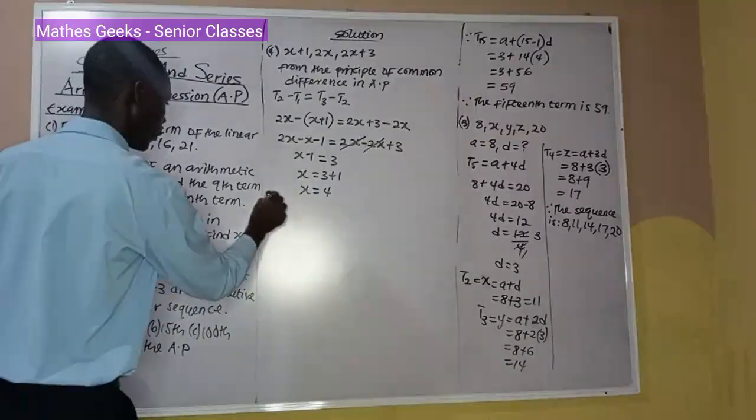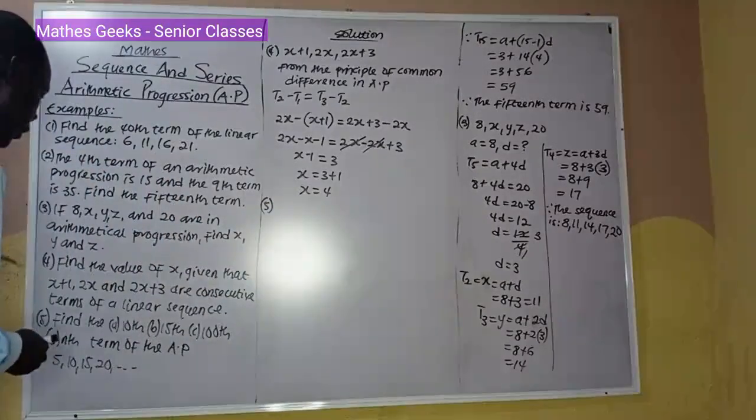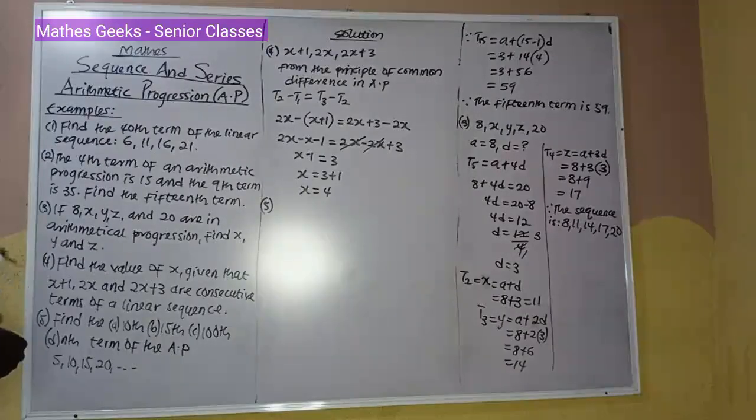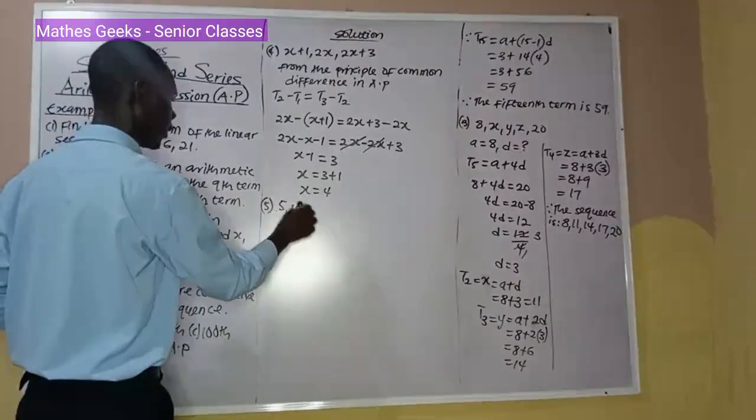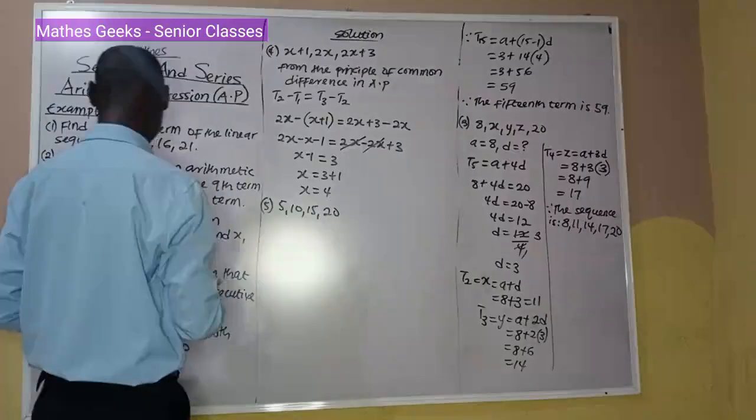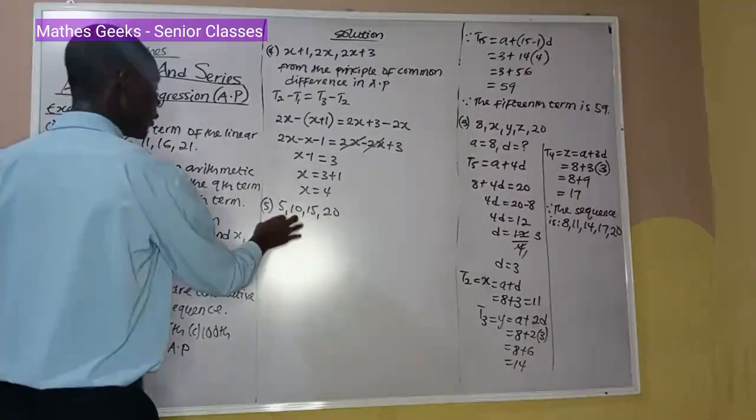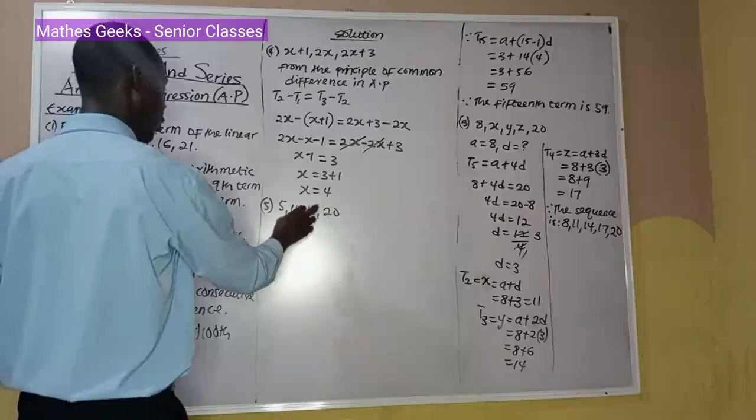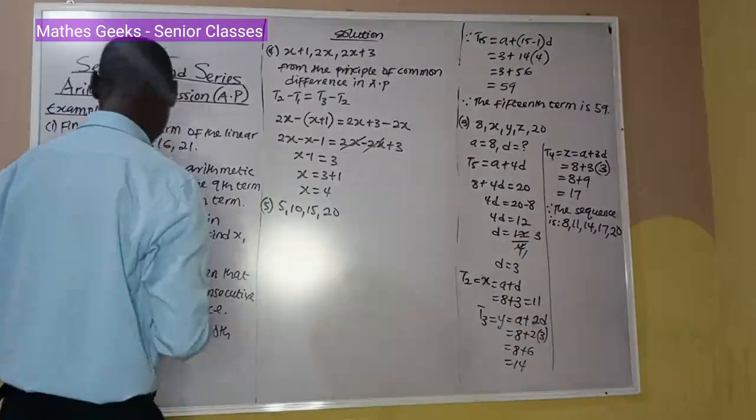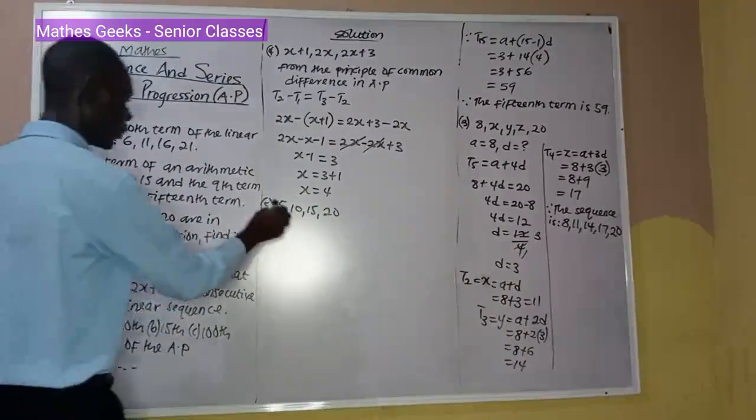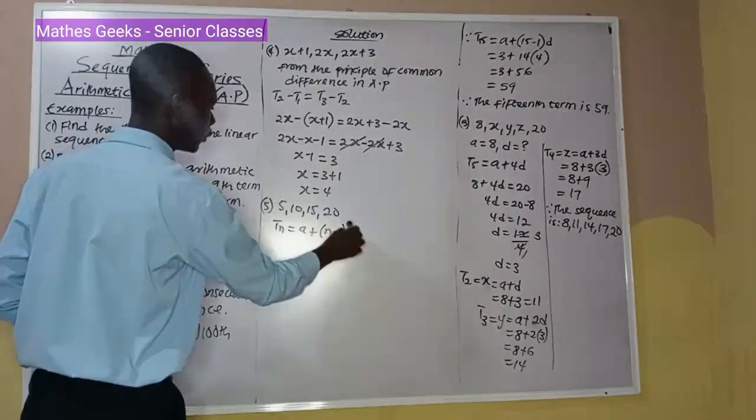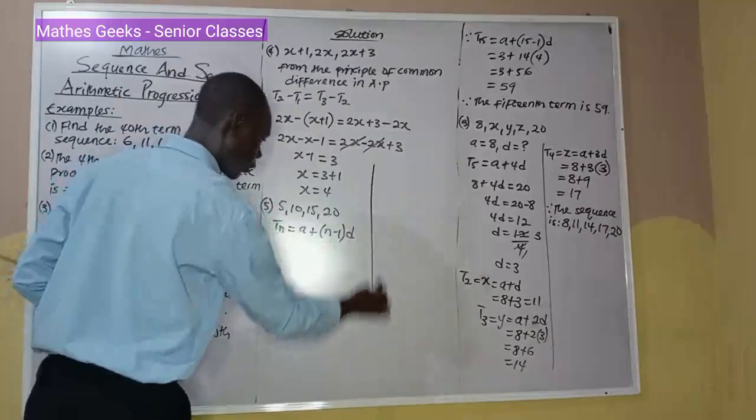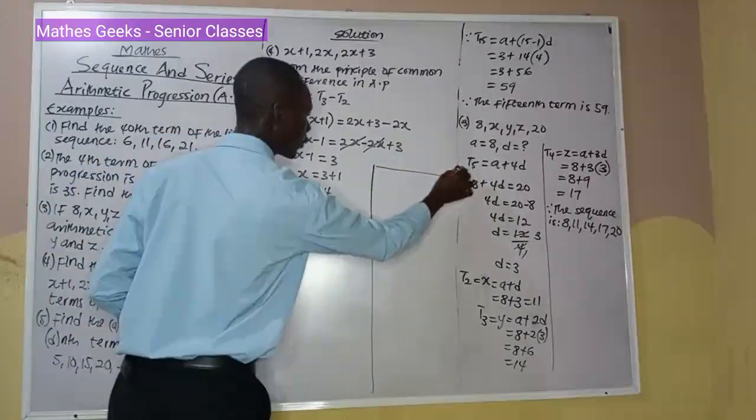Number 5. Now find the 10th, 15th, 100th, and the nth term of the AP. Let's get our AP: 5, 10, 15, 20. So in this AP, the first term is 5, the second term is 10, the third term is 15, the fourth term is 20. So we have to look for the 10th term. So let's get our general formula. Tn is equal to a plus n minus 1 d. I'm going to make use of this.